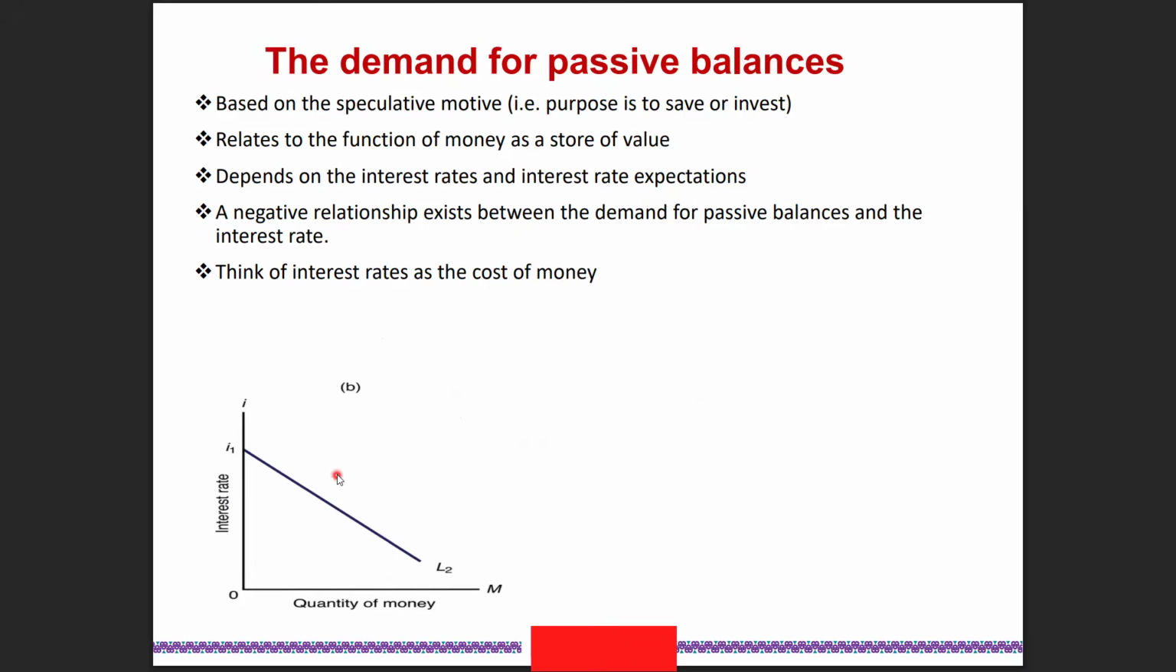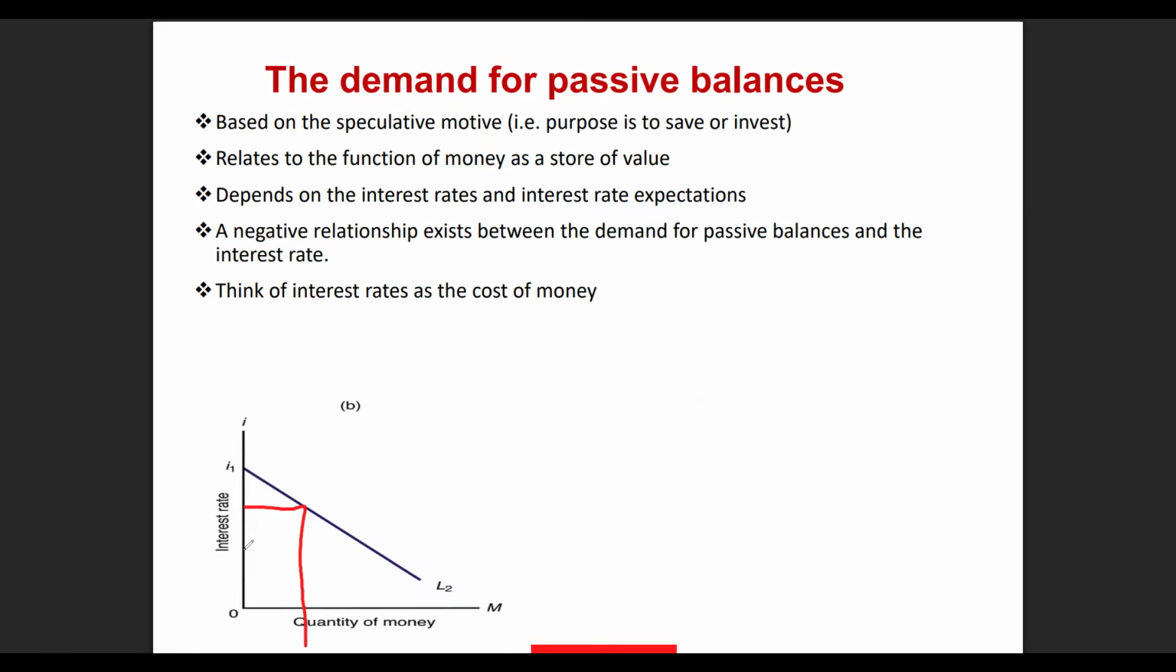So here's a curve for the demand for passive balance. It's downward sloping, as you can see. And then there's a relationship, obviously, between the interest rate and the quantity of money. And this relationship is inverse, whereby we said, if the interest rate is here, if it decreases, you see, the demand will increase. And if it increases, the demand will decrease. Because if interest rates are high, you wouldn't want to hold more money, but you would rather invest our money, right?